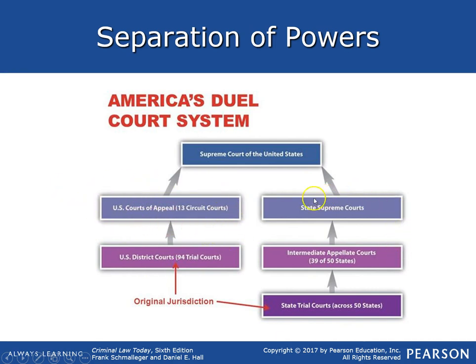And on the state side, every state has a Supreme Court. It's not the same as the United States Supreme Court, which is the highest court in the land, but every state will have a Supreme Court. They have an intermediate appellate court. And then the one that you're probably most familiar with would be the state trial courts across 50 different states. So trial court, appellate court, state Supreme Court, U.S. Supreme Court. District courts, Court of Appeal, Supreme Court of the United States.